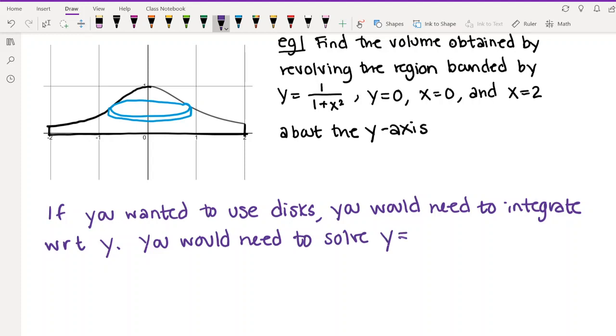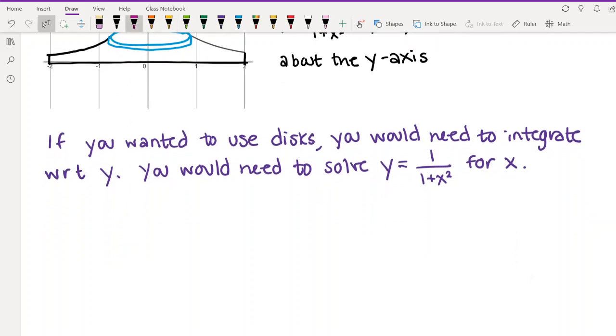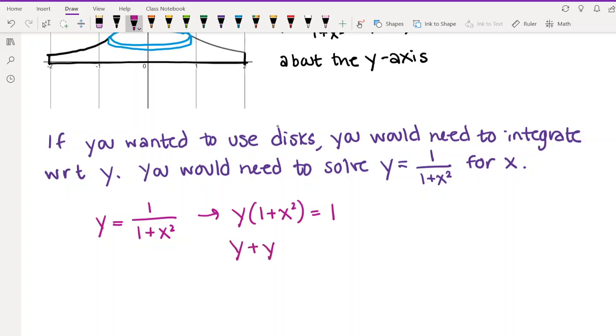y is equal to 1 over 1 plus x squared. You would need to solve that for x, right, in order to get that as a function of y instead of a function of x. So if you tried to do that, we have y is equal to 1 over 1 plus x squared. That would become y times 1 plus x squared is equal to 1. And so that's y plus yx squared is equal to 1.